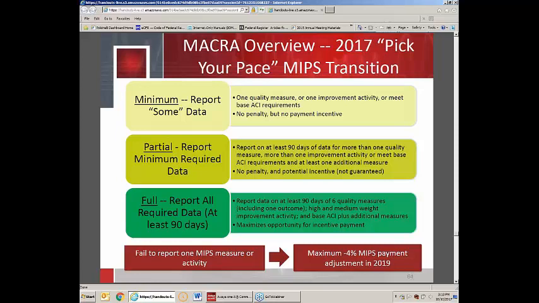And if you decide to dive in all at once, you are reporting data on at least 90 days of 6 quality measures, including 1 outcome measure, high and medium weight improvement activity, and base ACI plus additional measures, which we're not going to go into in much detail. Across the various measures, you're reporting it for the full time period required, and this gives you the maximum opportunity to receive incentive payments. If you fail to report even one, then you're going to take a 4% hit in 2019 on your payment. So we really encourage providers to at least get that one measure reported.